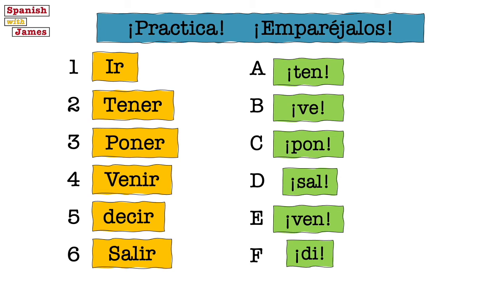Okay, let's go through. So número 1, ir, goes with be. So the letter be is just like the pronunciation of the word be, go. Número 2, tener, goes with ten, a. 3, poner con pon, se. 4, venir con ven, e, or e in English. 5, decir, goes with di, f. Y por último, last of all, número 6, salir, goes with sal, de.